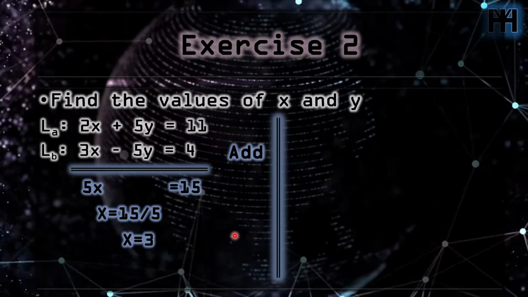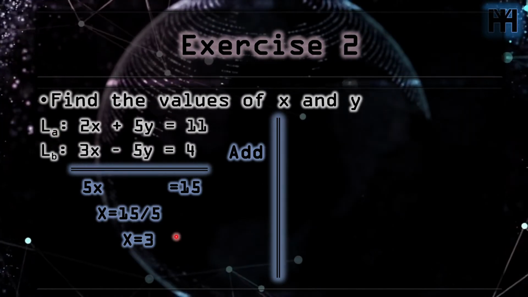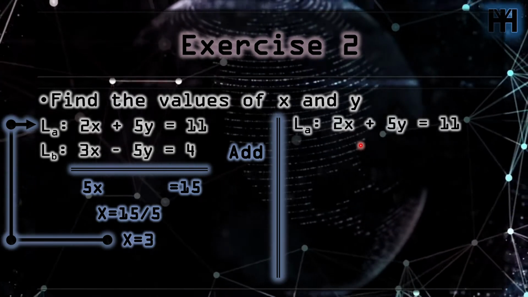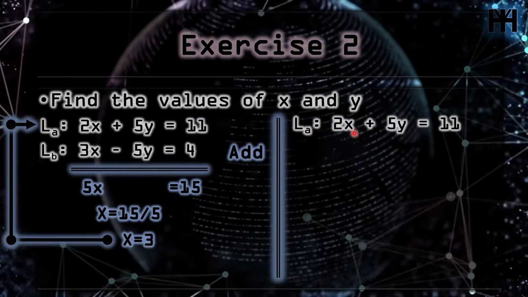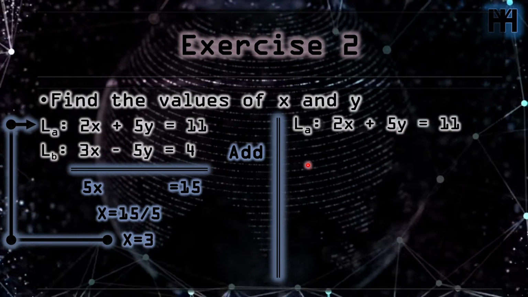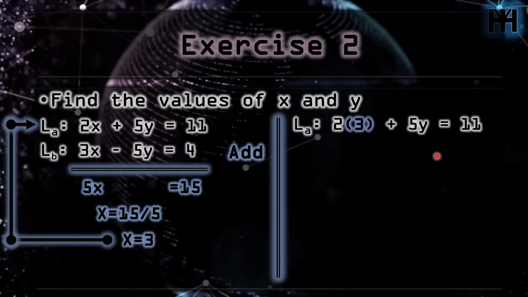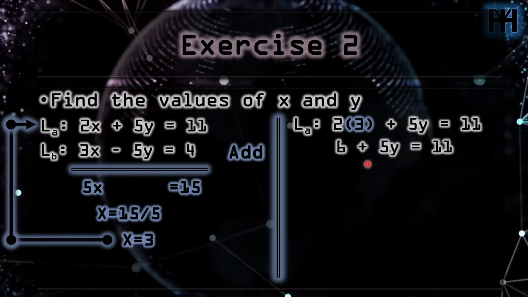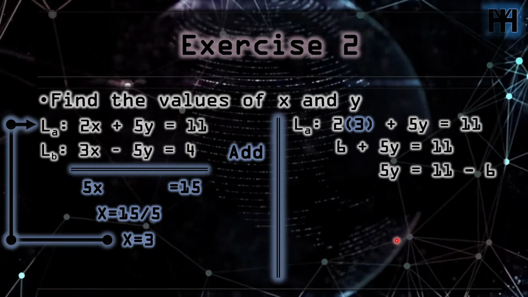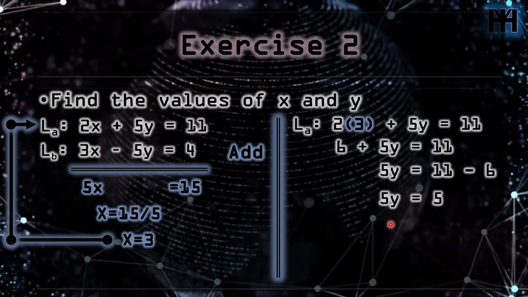Okay. Now we can substitute in any of these two equations, whether it's LA or LB. So let's substitute in LA with x equal 3. So let's write LA again here. We have 2x plus 5y equal 11. Let's substitute with 3, the value we got here. So we have 2 times 3 plus 5y equal 11. 2 times 3 is 6 plus 5y equal 11. Send the 6 to the other side to be 5y equal 11 minus 6. So 5y will be equal to 5.